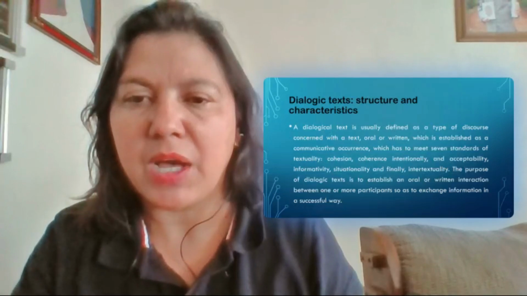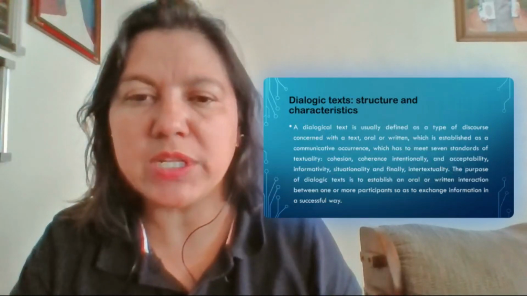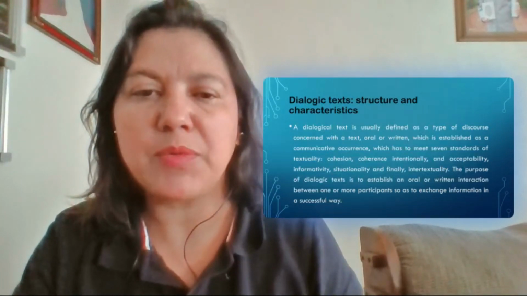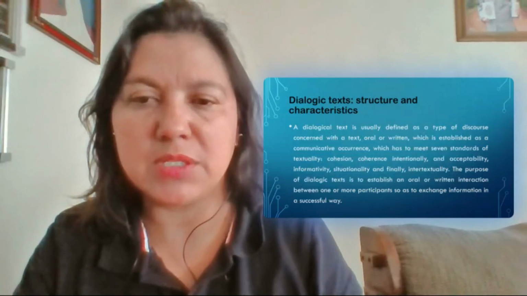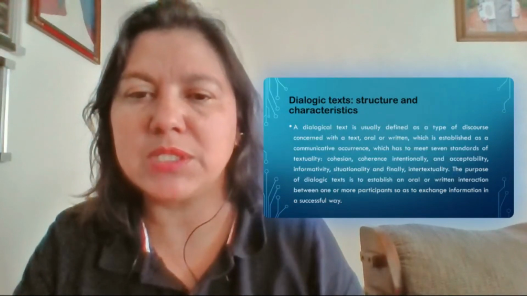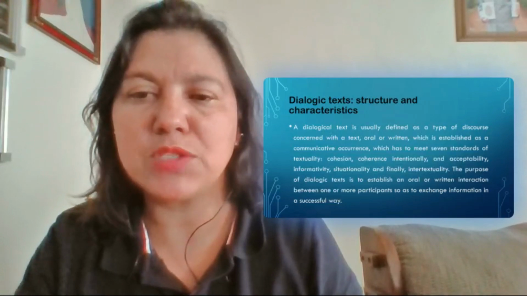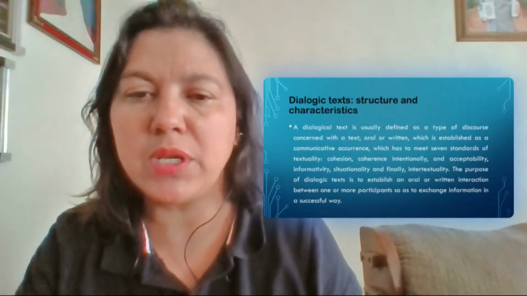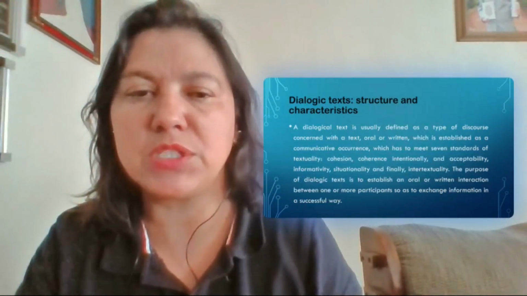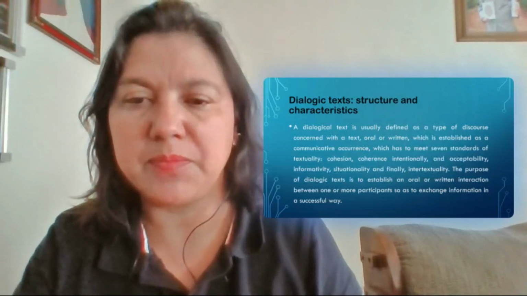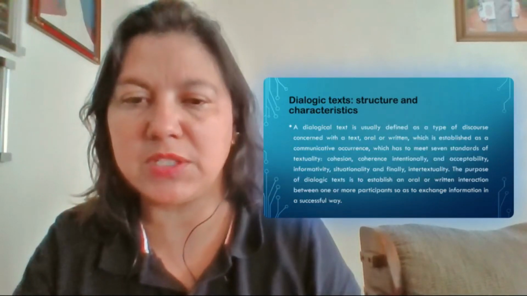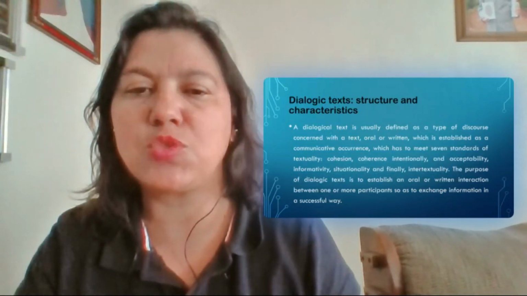Dialogic text. A dialogical text is usually defined as a type of discourse concerned with a text, oral or written, which is established as a communicative occurrence, which has to meet seven standards of textuality: cohesion, coherence, intentionality, acceptability, informativity, and situationality. Finally, intertextuality.